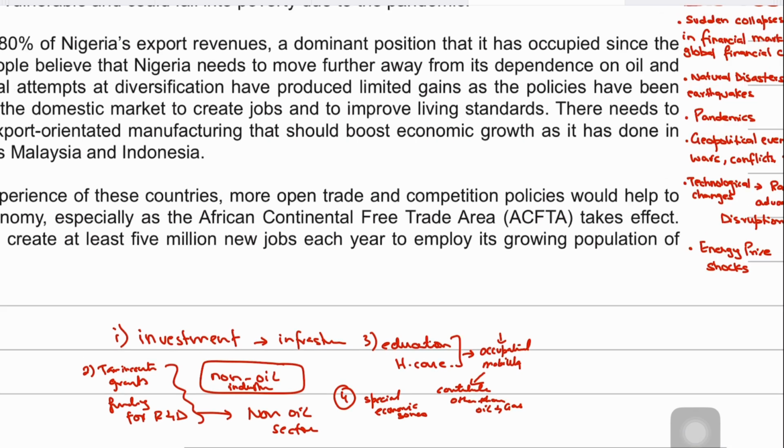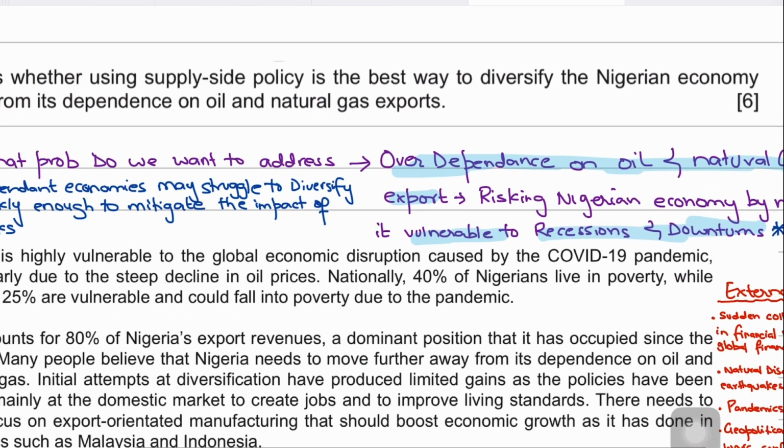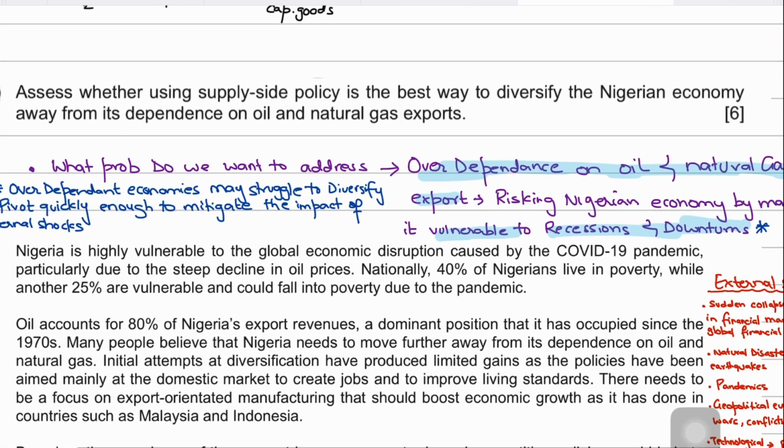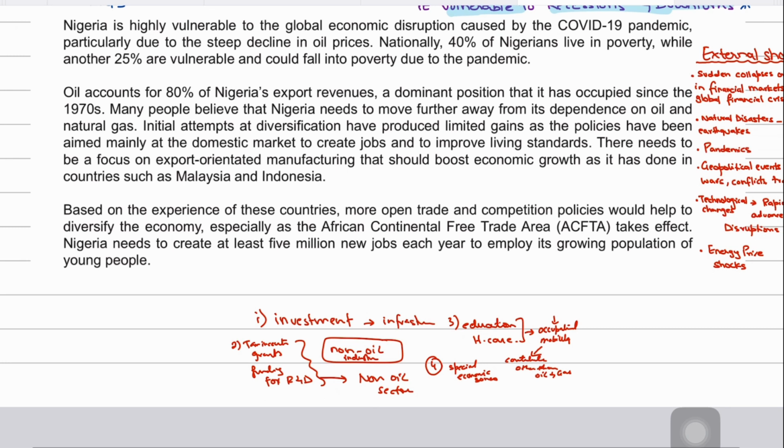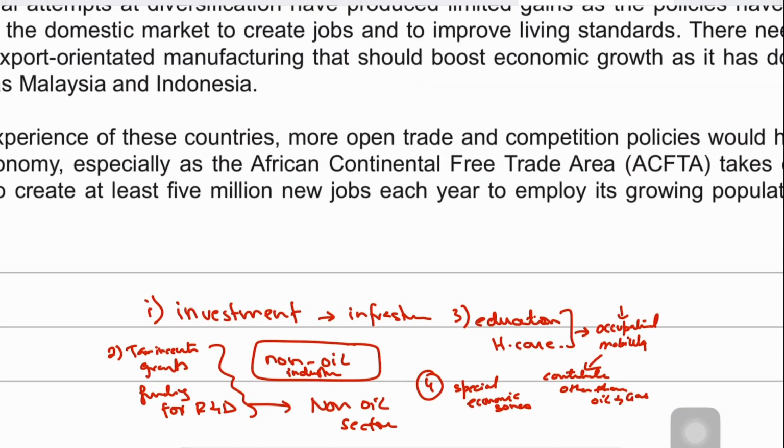Now, the thing is that a lot of students would end up saying that yes, supply side policies are the best way, or no, supply side policy is not the best way. This is not the way to conclude your answer, by taking sides. Oh, you know what? This is the best solution. Oh, you know what? This is not the best solution. So instead, it depends on the focus of the way I'm writing in the exam.